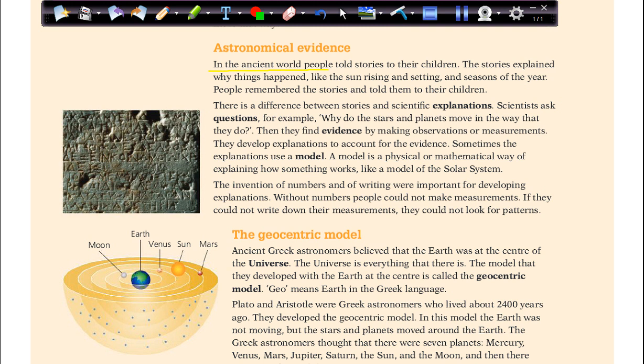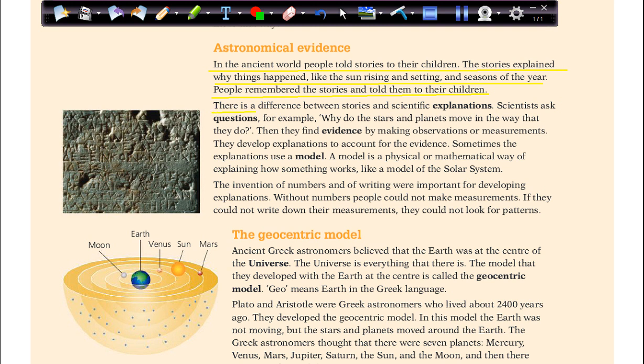In the ancient world, people told stories to their children. The stories explained why things happened, like the sun rising and setting and the seasons of the year. People remembered the stories and told them to their children. So these are not scientific facts. These were just stories that people told to explain things that happened, like the rising of the sun, the movement of the stars, the movement of the moon, and the changing positions of the stars every day. They transferred these stories from one generation to another.